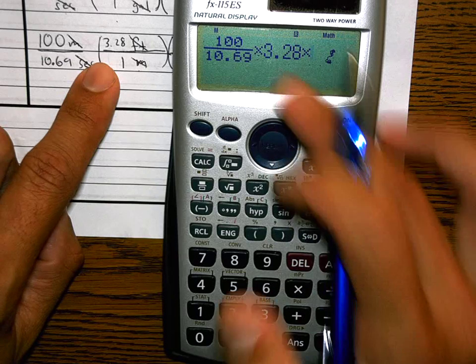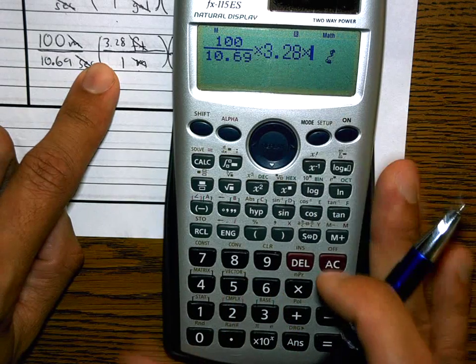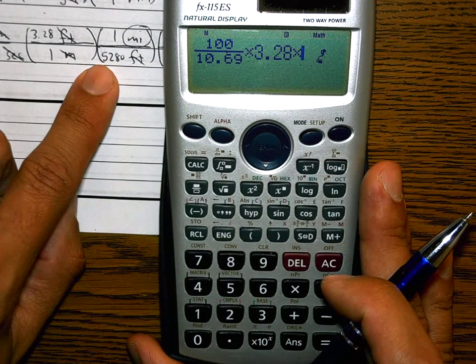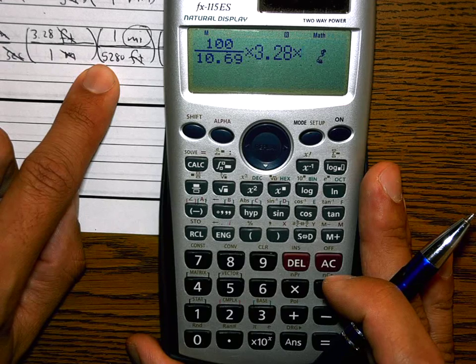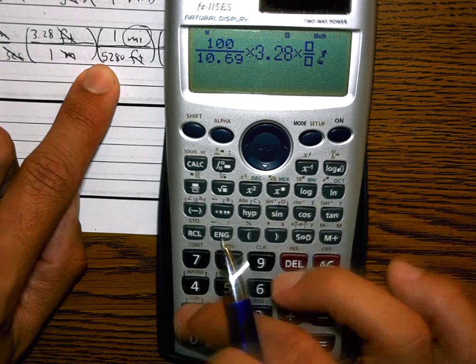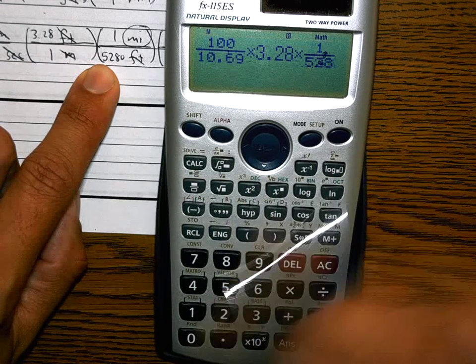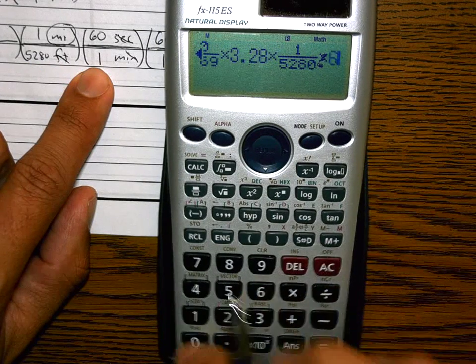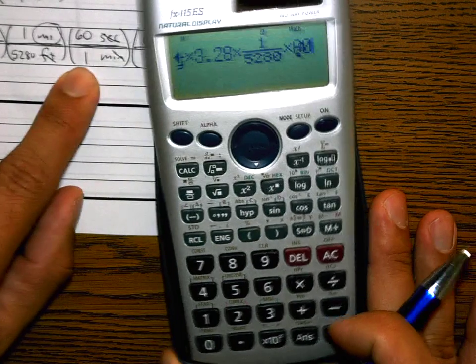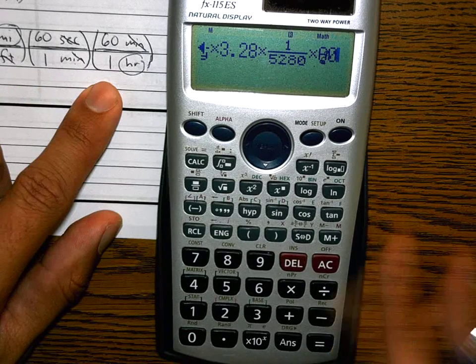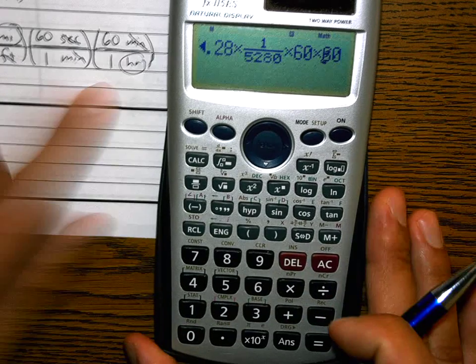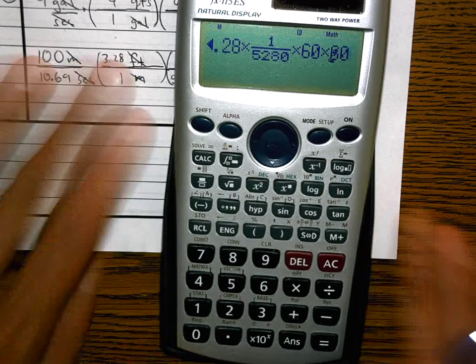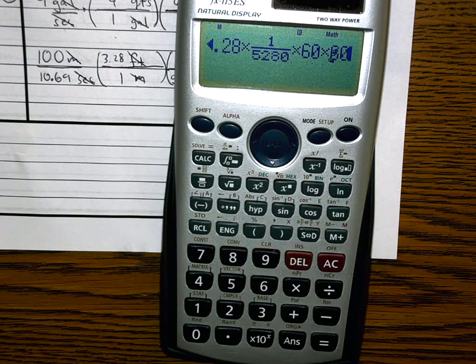I don't have to put over 1. You can if you want to. Do I have to put the fraction button on the next one? Yes. Okay, so fraction 1 over 5280 times 60. Okay, times 60.